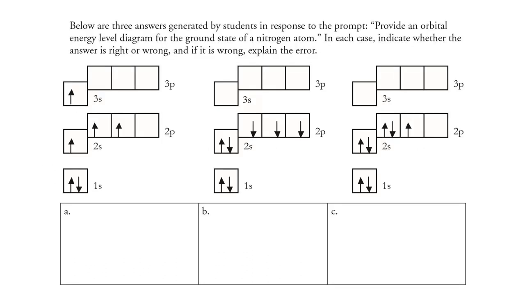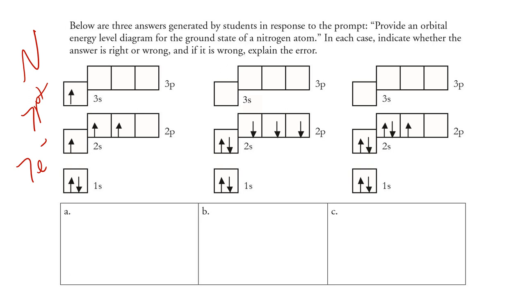So below these are different energy level diagrams for the ground state of nitrogen. So nitrogen symbol is N. It has 7 protons, 7 electrons. It's a ground state. In each case, indicate whether the answer is right or wrong, and if it's wrong, explain why.